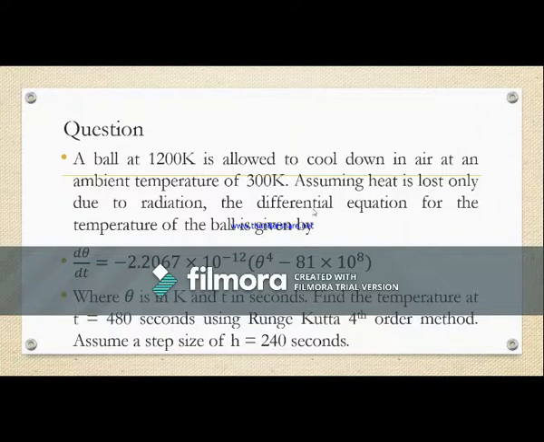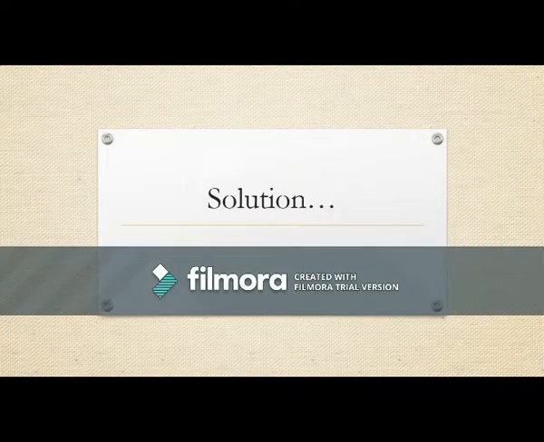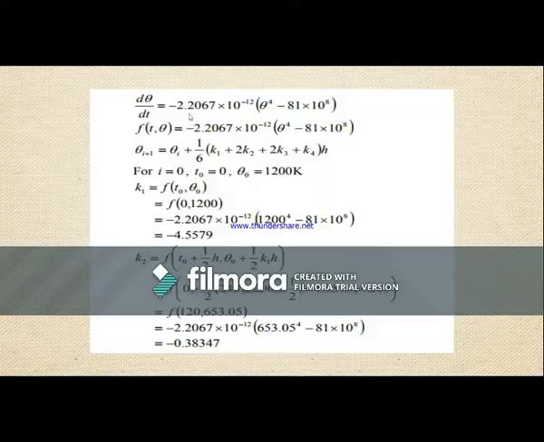The differential equation for the temperature of the ball is given by d theta over dt equals negative 2.2067 times 10 to the power negative 12 times theta to the power 4 minus 81 times 10 to the power 8, and the initial condition for theta is given by 1200 K, where theta is in K and t in seconds. Find the temperature at t equal to 480 seconds using the Runge-Kutta fourth order method. Assume a step size of h equal to 240 seconds.